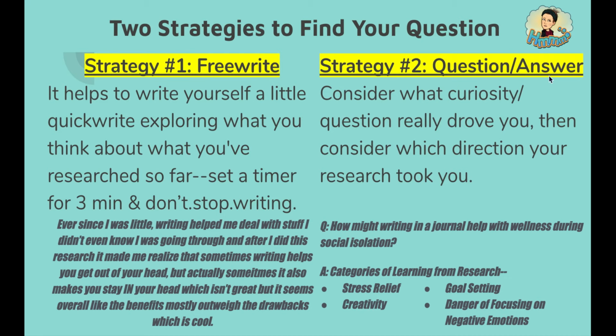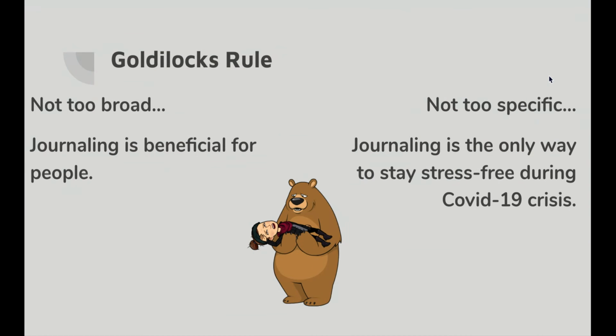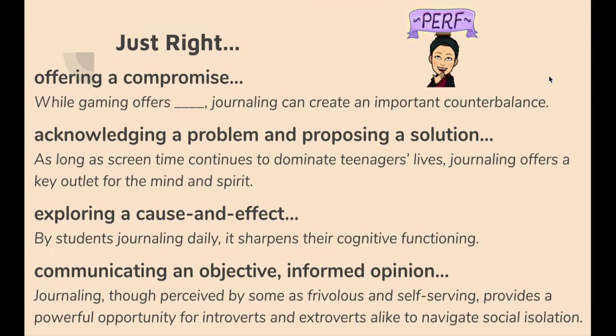So we're going to follow the Goldilocks rule. We don't want the claim to be too broad, such as journaling is beneficial for people. Okay, super broad. But I also don't want it to be too specific, like journaling is the only way to stay stress-free during the COVID-19 crisis, because that's not true. And it takes away from that sort of reasonable argument that we're trying to make. So we're looking for just right.